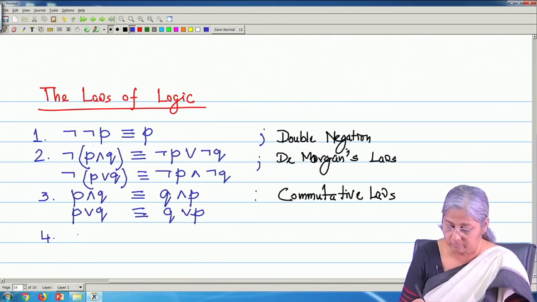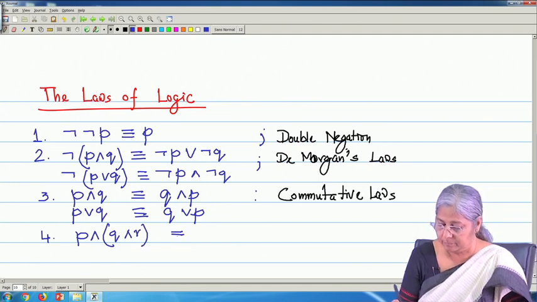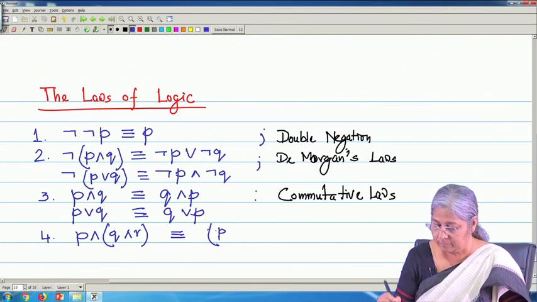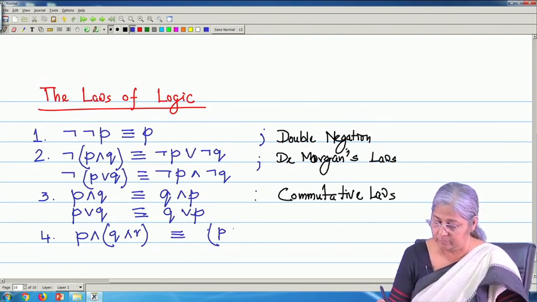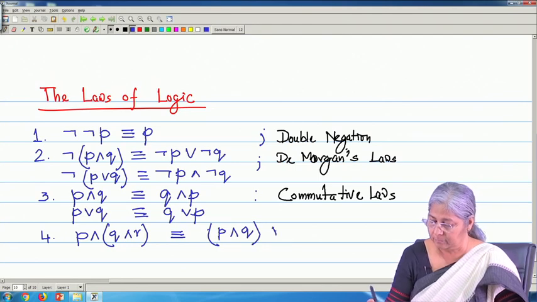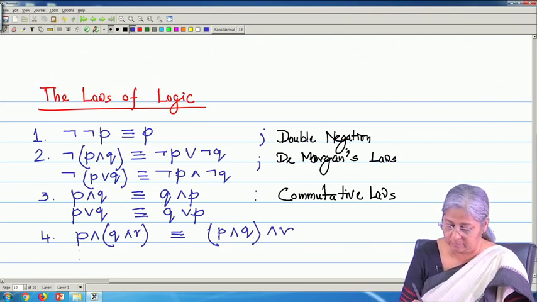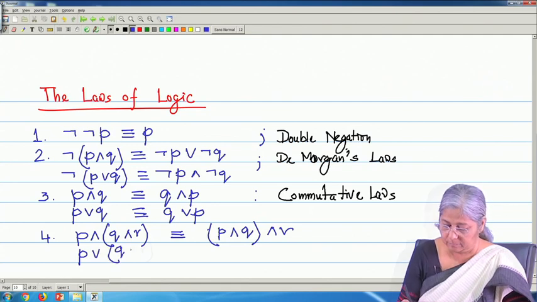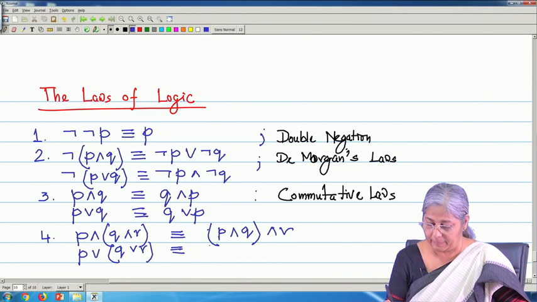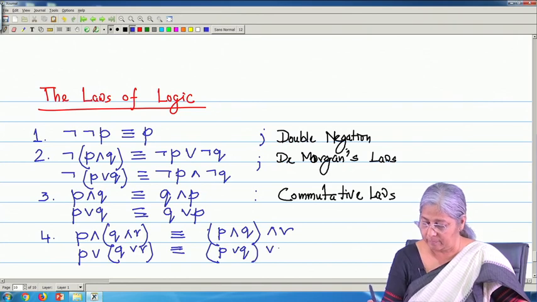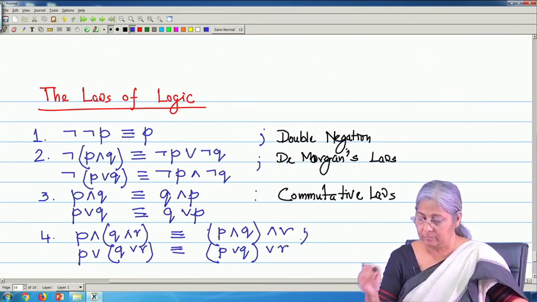Then associative. So, this is our associative laws.